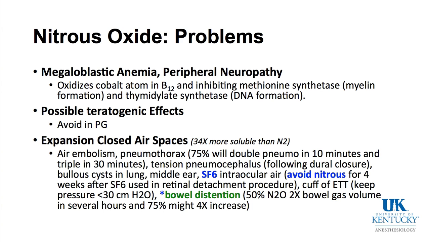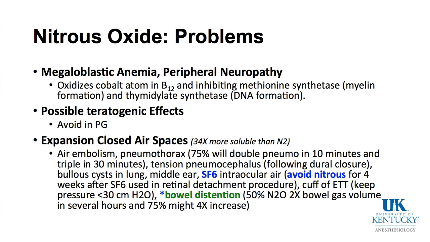And we know that nitrous oxide expands closed air spaces because it's 34 times more soluble than nitrogen, and air is 80% nitrogen. So if you have an air space, nitrous oxide will go into it. Nitrogen can't leave as fast, and the airspace will increase in size. And examples of such are air emboli, a pneumothorax, which will double in 10 minutes, breathing 75%, and will triple in about 30 minutes.